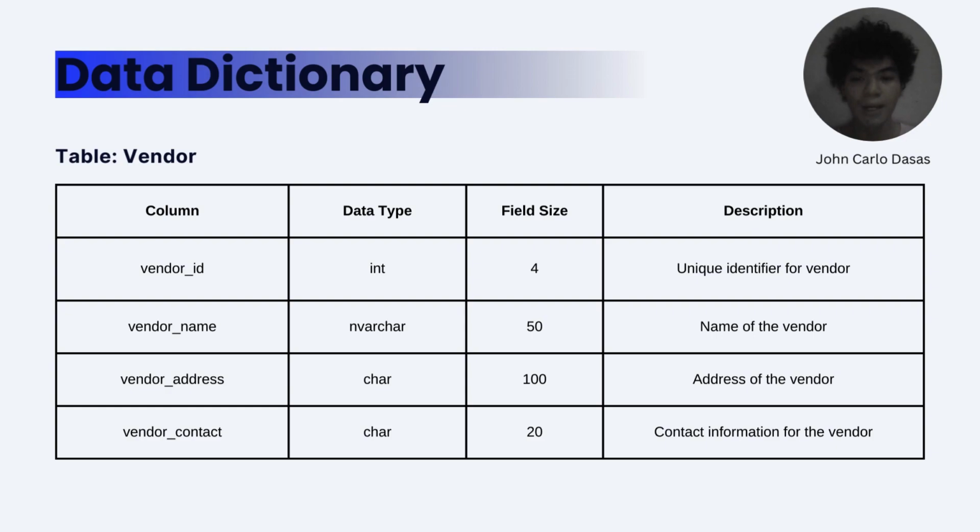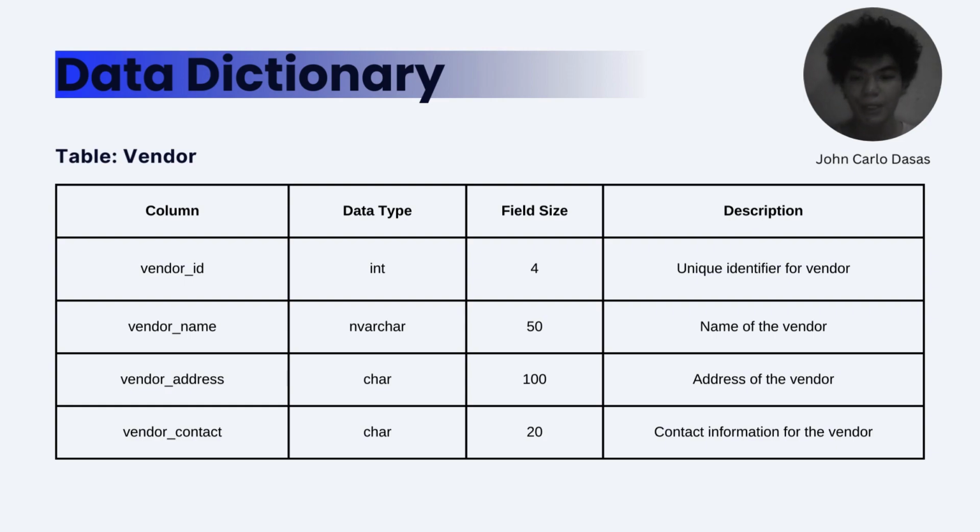Table vendor. For vendor ID, the data type is integer, the field size is 4, and the description of it is unique identifier for vendor. For vendor name, the data type is nvarchar, the field size is 50, and the description of it is name of the vendor.